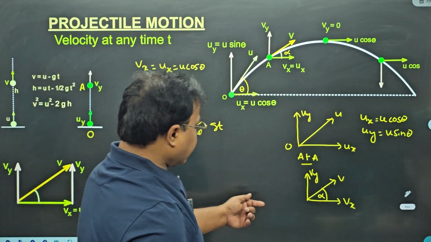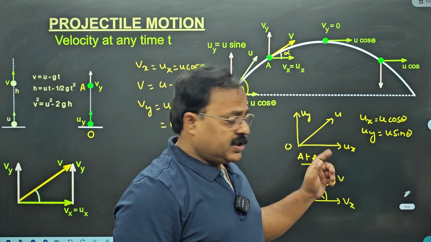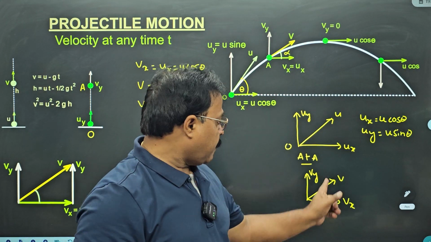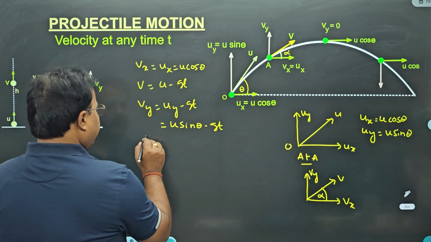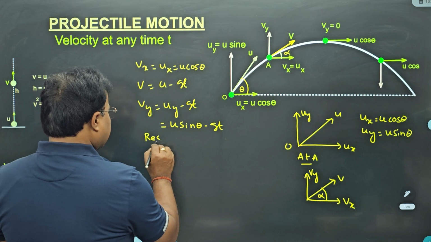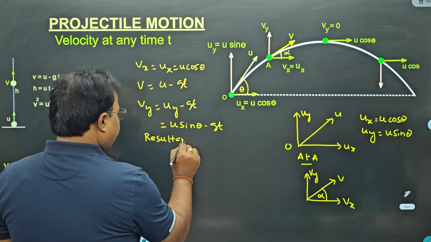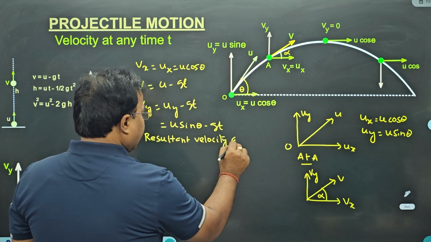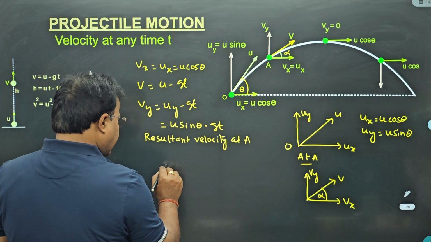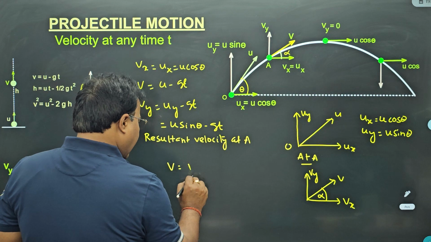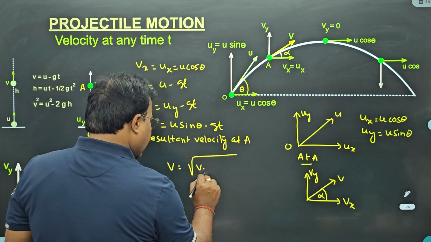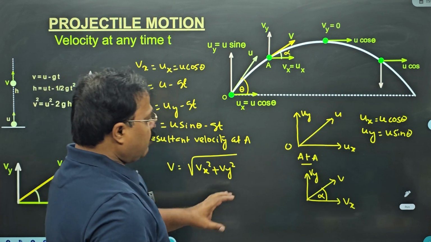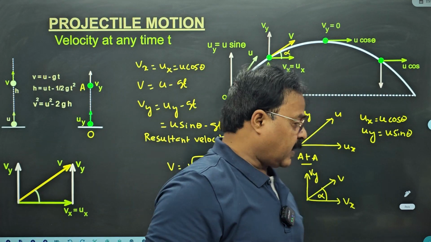These two components of velocity, vx and vy, are at 90 degrees to each other. Therefore, what is the resultant velocity at A, my dear students? The resultant velocity at A will be the square root of vx square plus vy square. This you know very well. This we have already read in our vector chapter.